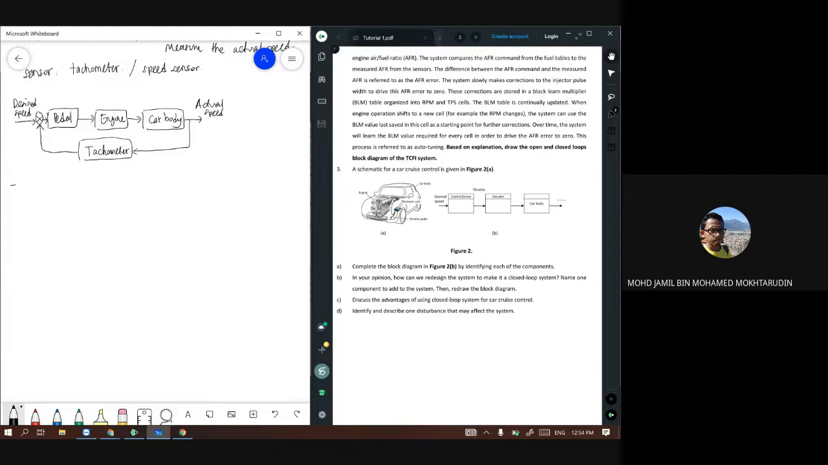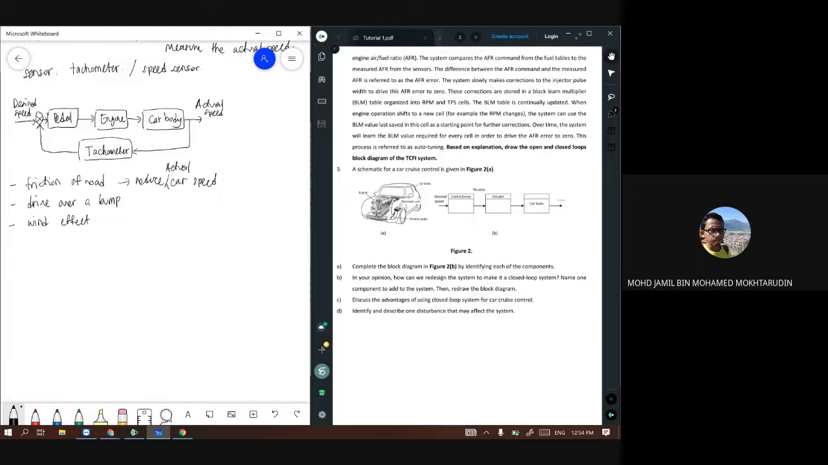So just identify one, maybe friction off road, or driving over a bump, or wind effect. And then you describe how one of these disturbances affects the system. So the friction will reduce the car speed, or actual car speed. So it reduced the actual car speed.